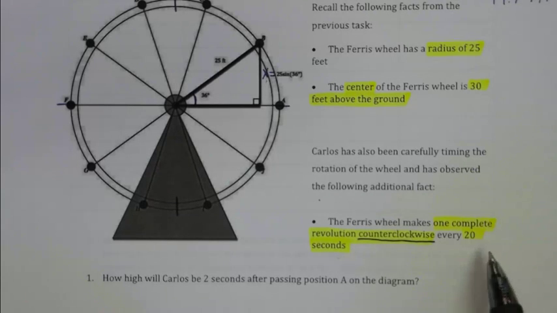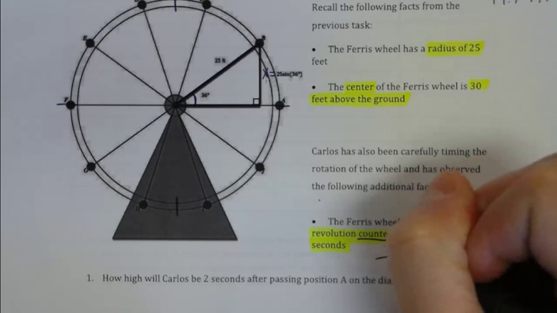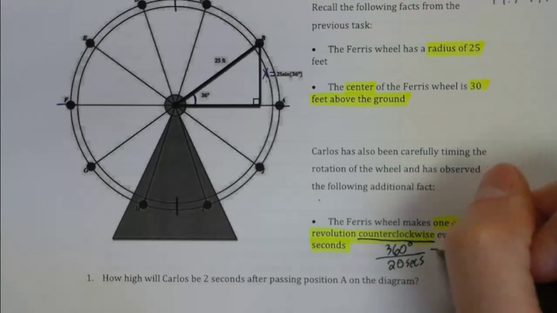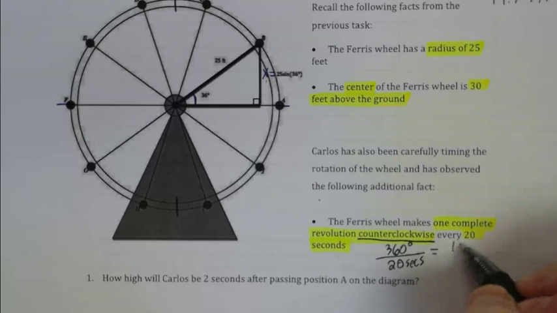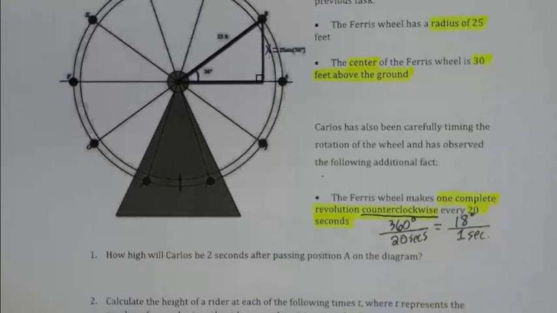So if they make one complete counterclockwise revolution every 20 seconds, that means we have 360 degrees in 20 seconds. If I divide 360 by 20, that means I have 18 degrees in every 1 second. So that's going to be important for finding how high you're going to be at any given time, because now we know what the angle is going to be, and we can use the same strategy we learned last lesson.